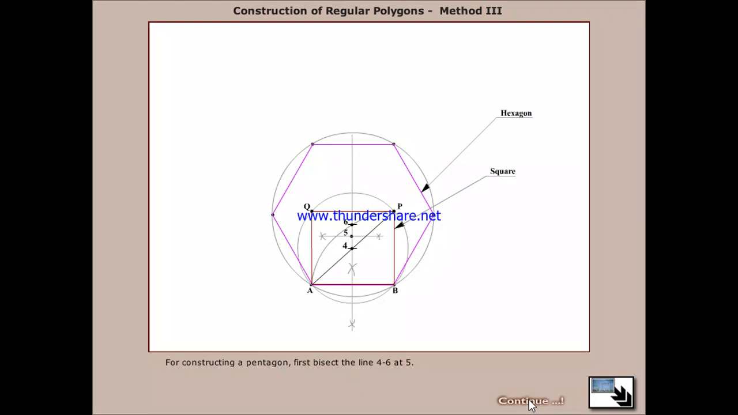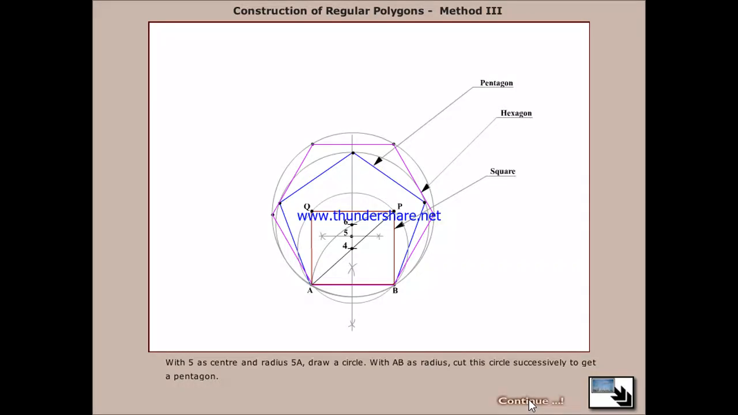For constructing a pentagon, first bisect the line 6, 4 at 5. With 5 as center and radius 5A, draw a circle. With AB as radius, cut the circle successively to get a pentagon. With 6 as center and radius 4, 5, cut the perpendicular bisector of AB at 7. With 7 as center and with the same radius, cut the bisector of AB at 8. Similarly, obtain the points 9, 10, etc.